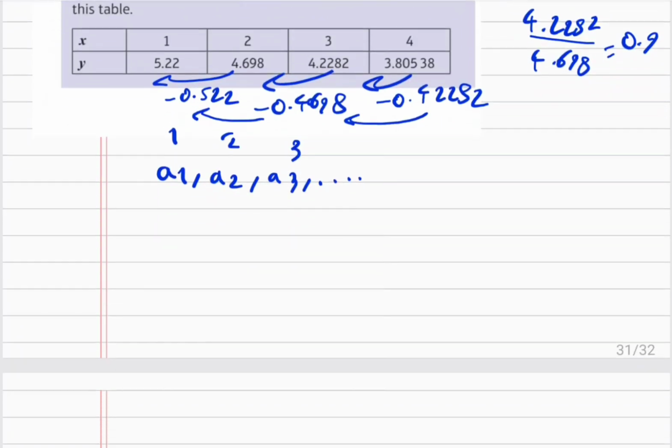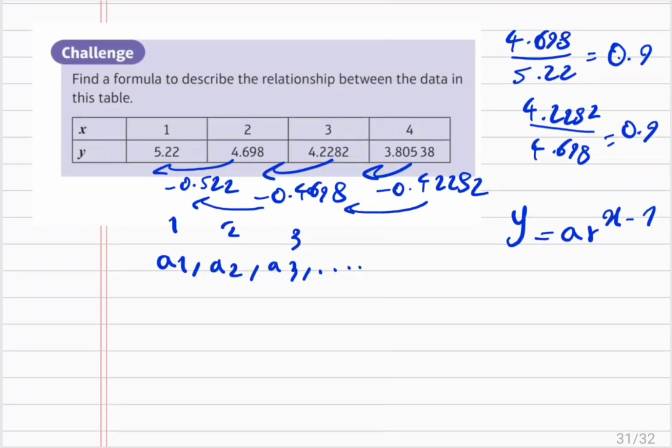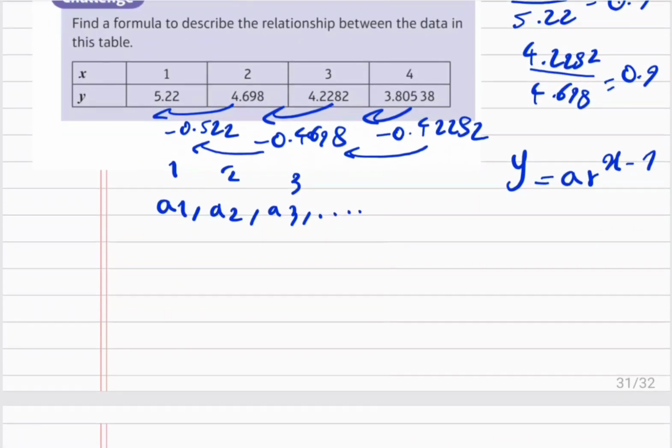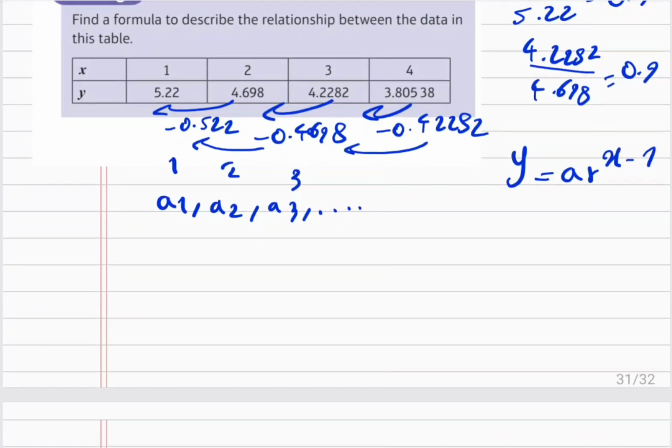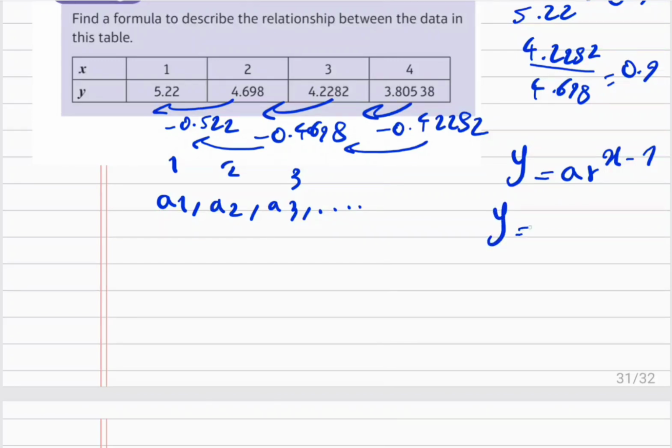Remember that the general form of the nth term of a geometric sequence is y equals a times r to the power of x minus 1. I'm using y and x in this case because those are the variables in this question, where a is the first term and r is the common ratio. So in this case, interestingly, we have all of these, right? a is equal to 5.22 and r, the common ratio, is 0.9, and then we have to the power x minus 1.